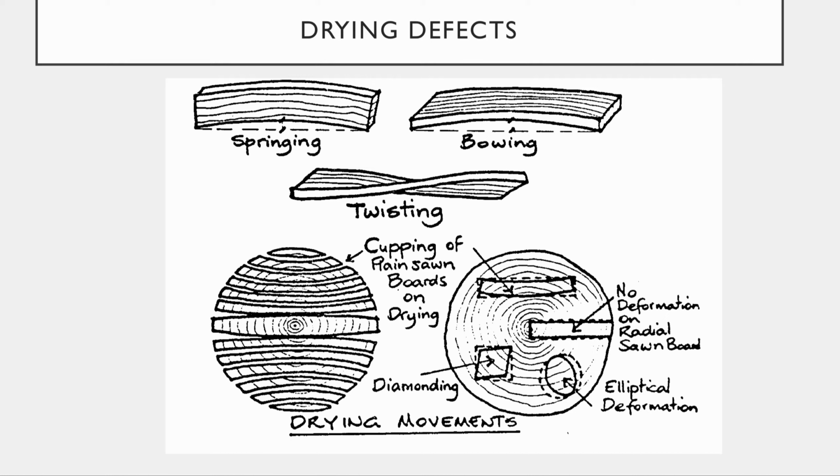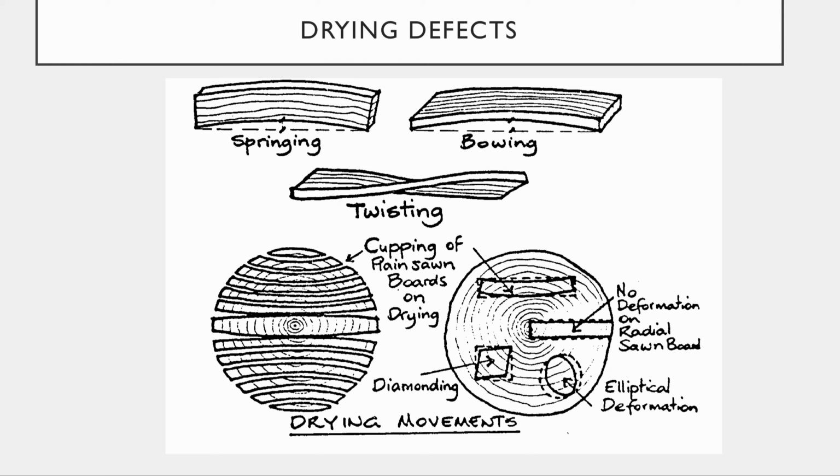And then we can even see, we don't expect a lot of deformation on a radial sawn board, but if you start pulling stuff out that are more plain sawn, you can actually get warping of elliptical shapes or circular shapes, or warping of square shapes that can come.